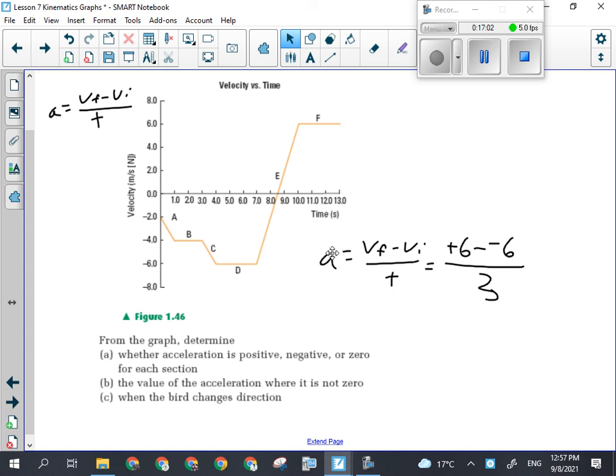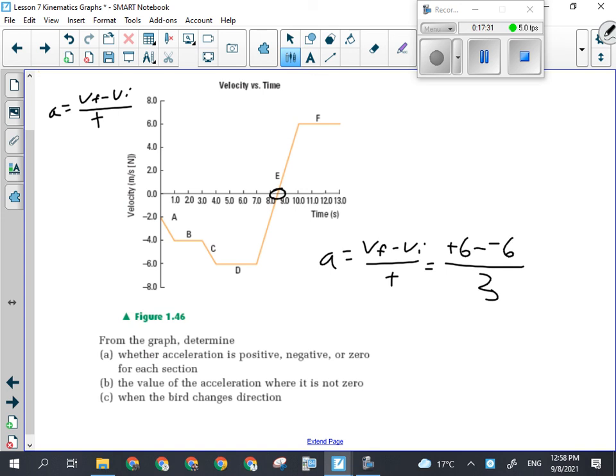It happens during E, yes, but at exactly what time? How many seconds? 7.5. No. 8.5? Yes, right there. 8.5 seconds is the time when the bird changes direction.